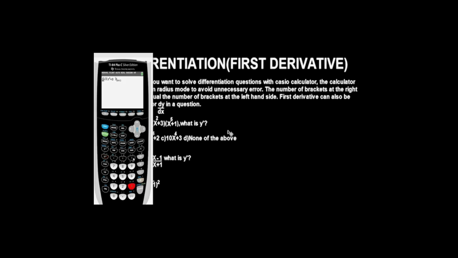Close the bracket, open another bracket. So we have x to the power 5. Bring out the power function, press this button for it, then press 5. You come down, very important, guys, then plus 1. Close the bracket to balance it. Ensure that the brackets are balanced, guys. If you check, we have three brackets at the right, 1, 2, 3, and three brackets at the left, 1, 2, 3.